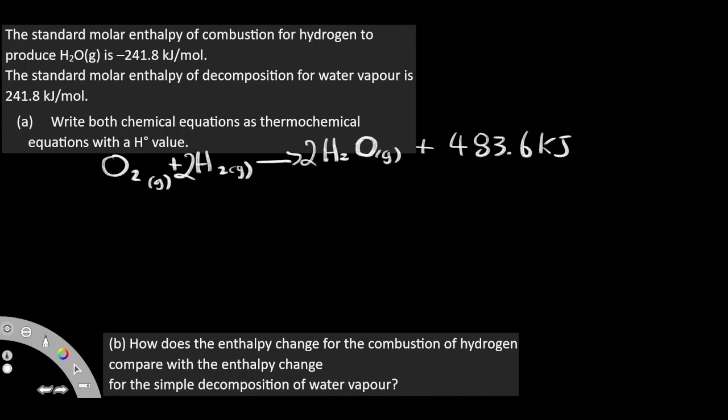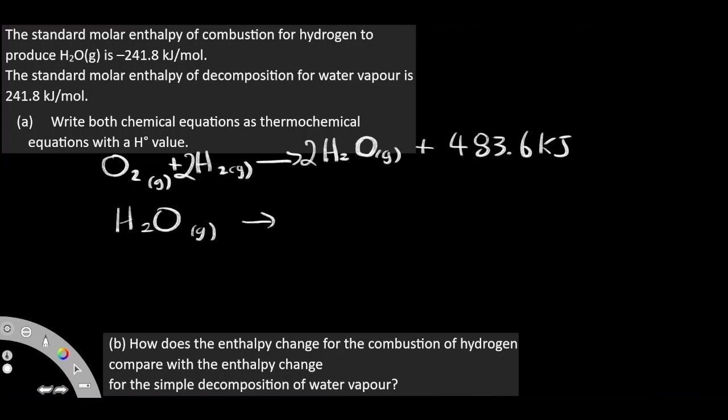So that is the thermochemical equation with a delta H value for the first one. Now we're going to do it for the second one, the standard molar enthalpy for the decomposition of water vapor. So let's have water vapor here now. And again, it's going to be producing something. It's going to be decomposing. So what is it going to decompose into?